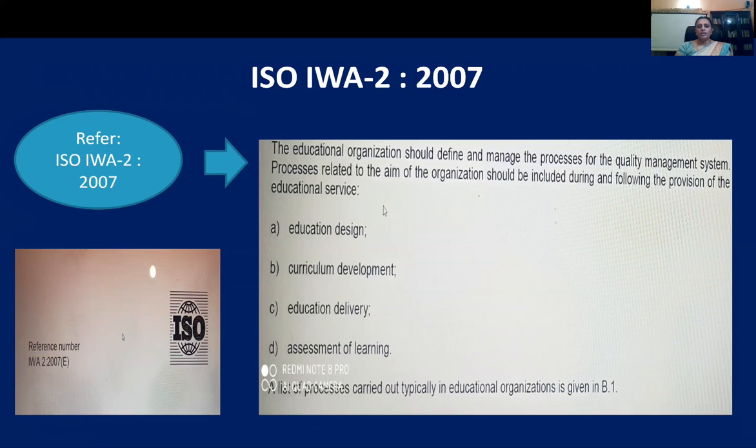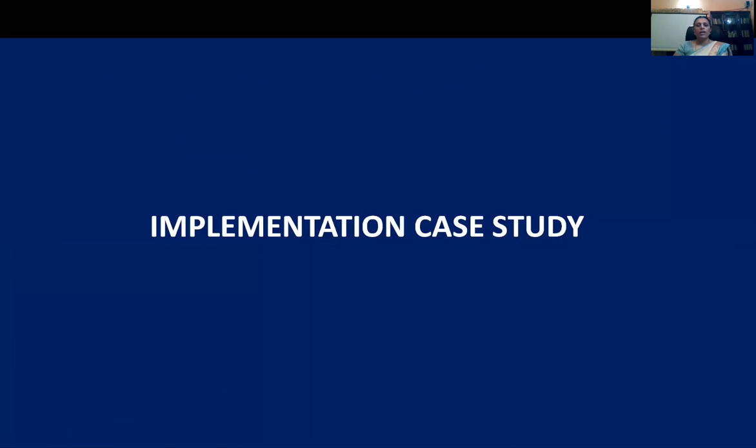It should be noted at this juncture that international standards very clearly focus on assessment of learning as one of the key four processes that includes education design, curriculum development, and education delivery. Now, let's look at how the implementation of continuous formative assessment is taken up through a live case study.